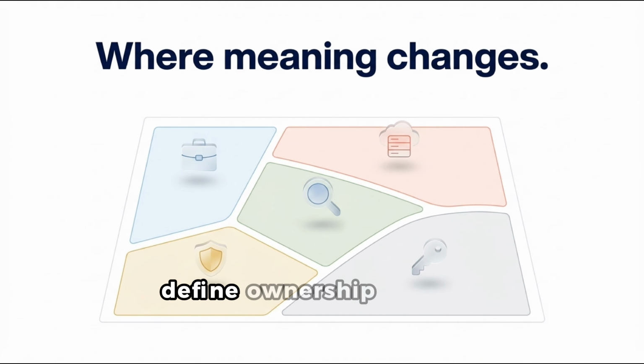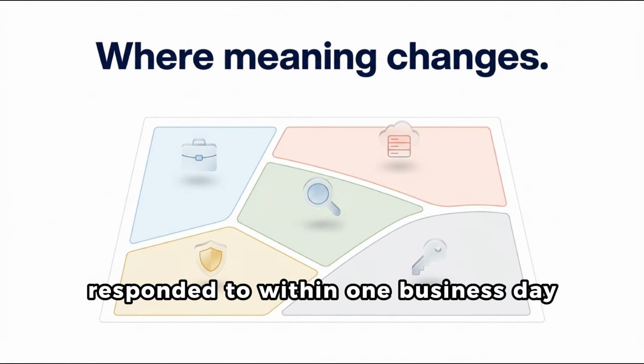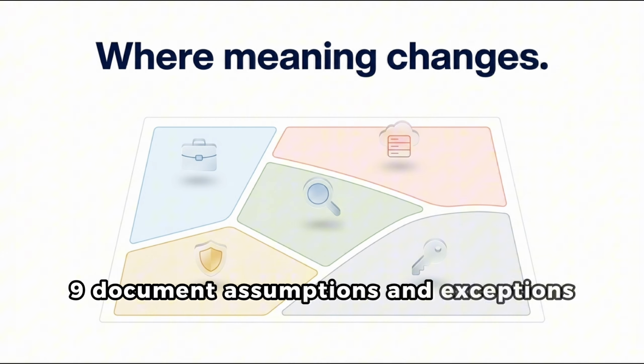8. Define ownership and SLA. If the customer table causes problems, who fixes it? A named owner and a simple SLA. A promise like critical issues responded to within 1 business day makes parties accountable. They prevent finger-pointing.